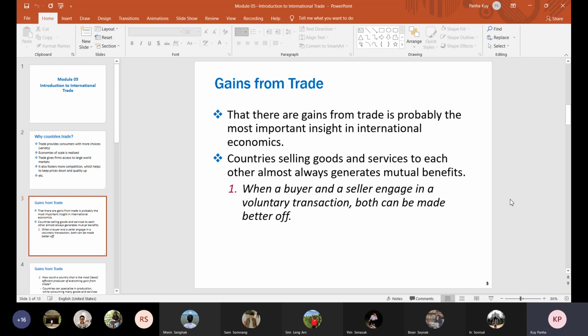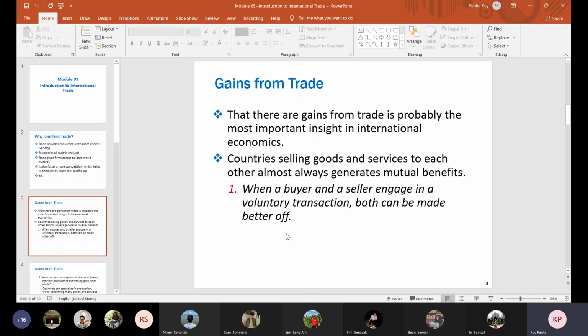This is the gain from trade. Like I discussed with you, gain from trade is probably the most important insight in international economics. We are going to look at that too. Countries selling goods and services to each other almost always generate mutual benefits, meaning that you also gain, I also gain.